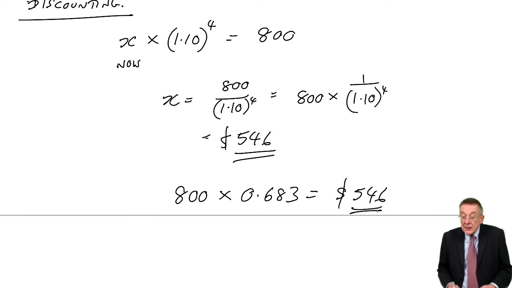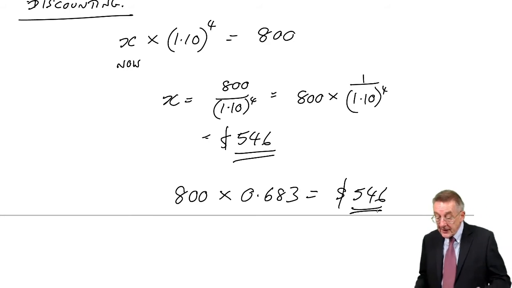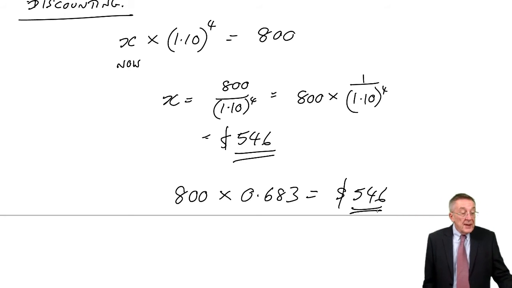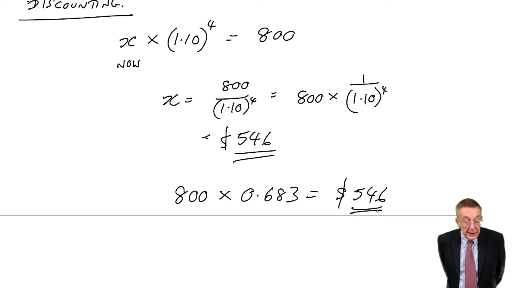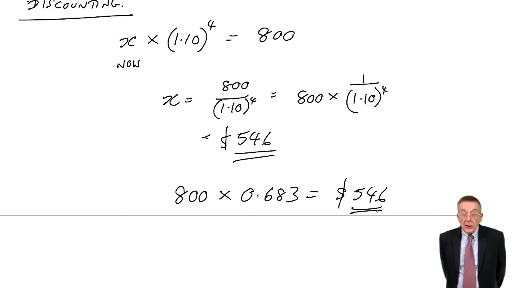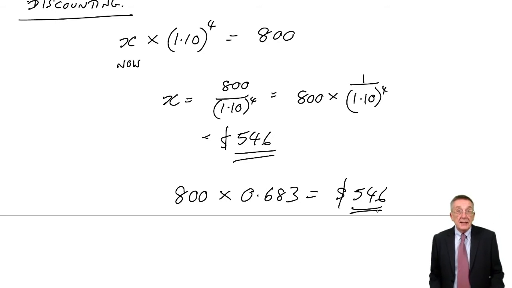And so do use the tables. There's no point in messing around with your calculator and risking hitting the wrong button or anything. Either would be valid, but use the tables. The only problem being that you can only do it for whole percentages up to 20%. And you can only do it for up to 15 years. And normally that's all you'll need.